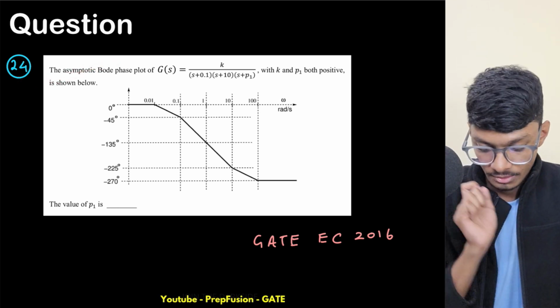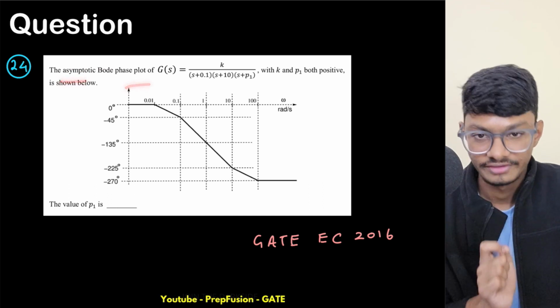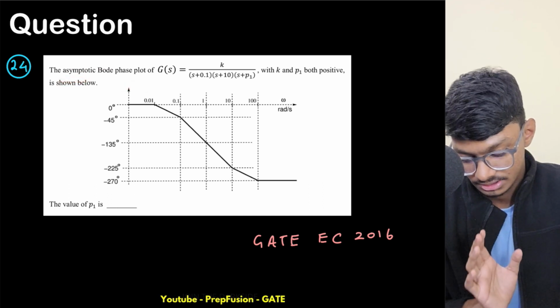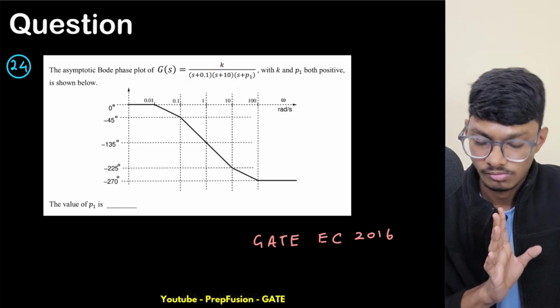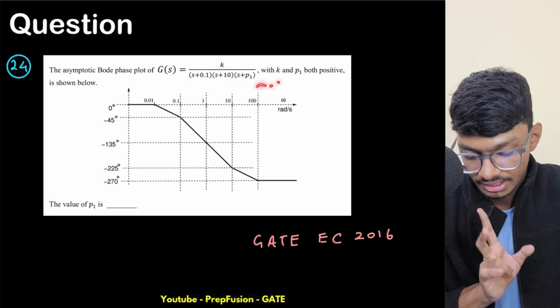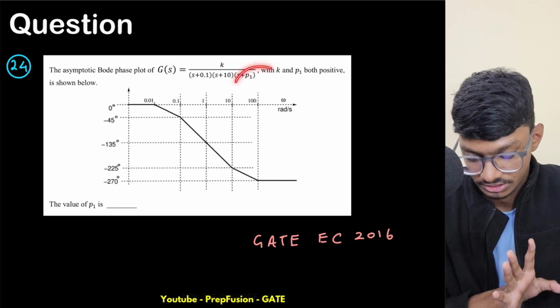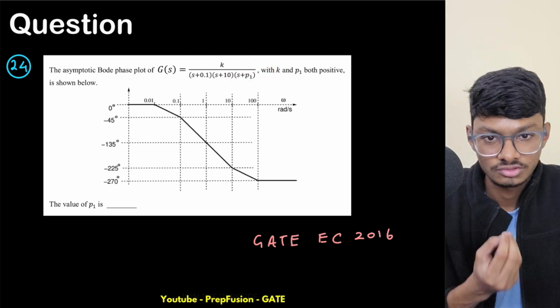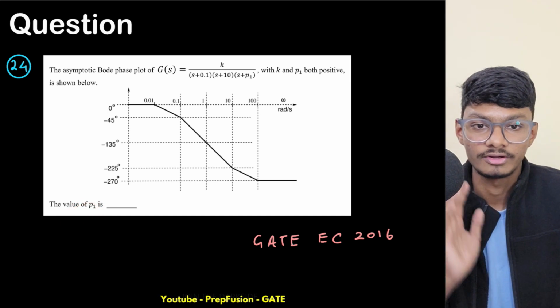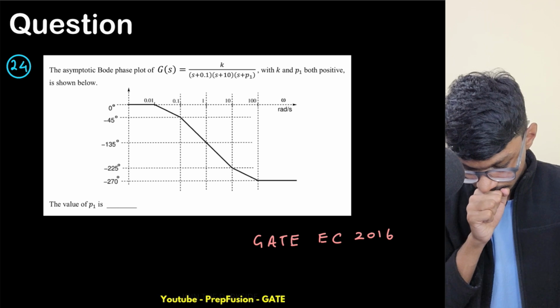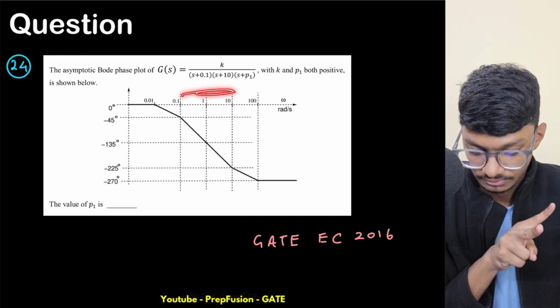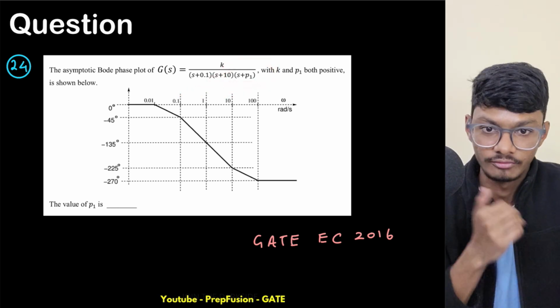Here we have been given an asymptotic Bode phase plot, and the transfer function is written as k divided by (s plus 0.1)(s plus 10)(s plus p1), with k and p1 both positive. They want us to find the value of p1. How will you find it? What we have to notice is that two poles are given, and one we have to find out.